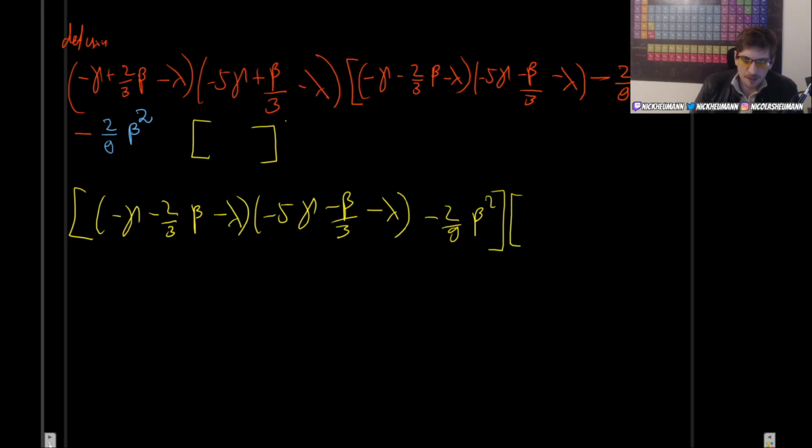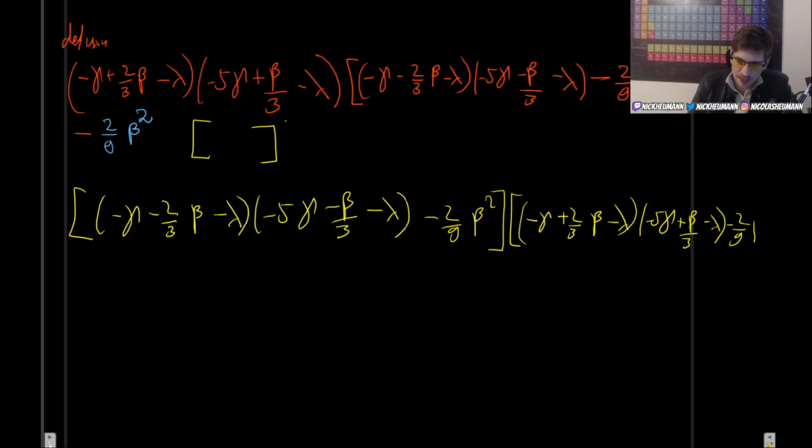So let's multiply by the rest. So that's the product of these two things, which is minus gamma plus 2/3 beta minus lambda, minus 4 gamma plus beta thirds minus lambda, minus 2/9 beta squared. Actually, that parenthesis, this one shouldn't be there. Okay, so this is what the determinant of the 4x4 matrix looks like.